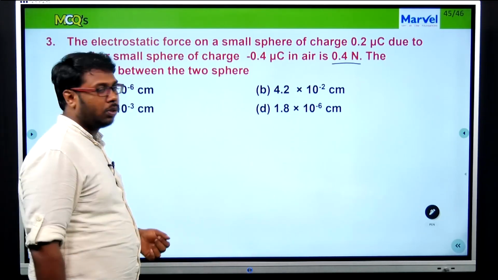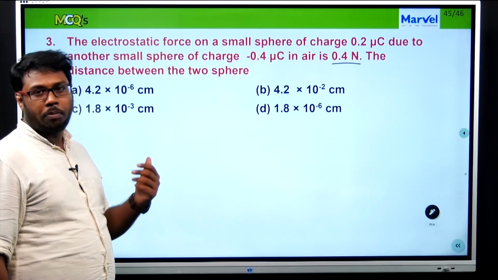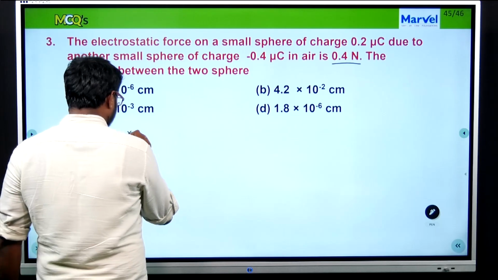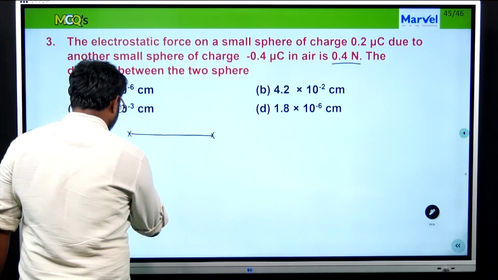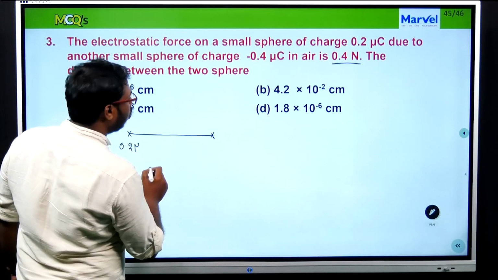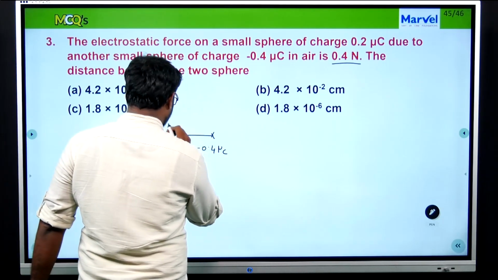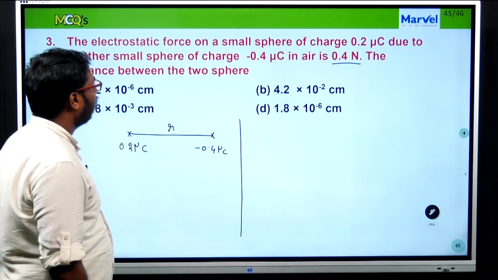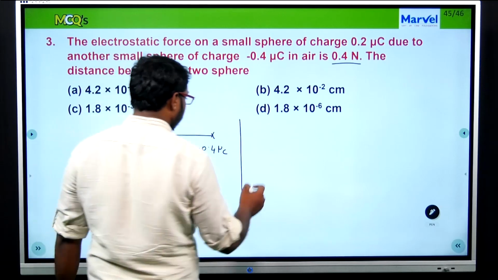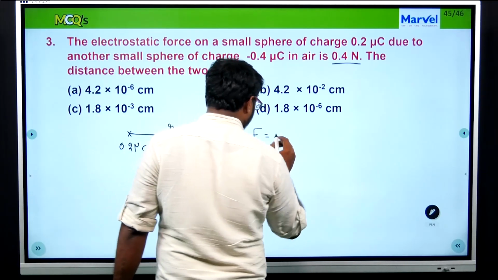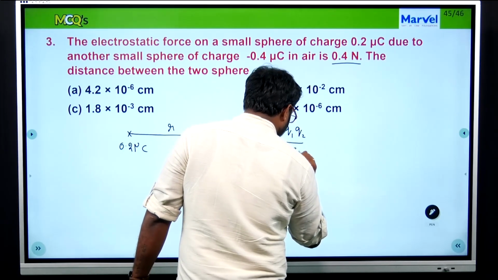Since the radius of the spheres are not given, we can just consider them to be point masses and proceed with that. So now listen, here is one sphere and here is the other sphere. One is 0.2 microcoulomb and the other one is minus 0.4 microcoulomb, and r is the distance between them. What you are supposed to find is the electrostatic force of attraction between them, where capital F is equal to K Q1 Q2 by R squared.